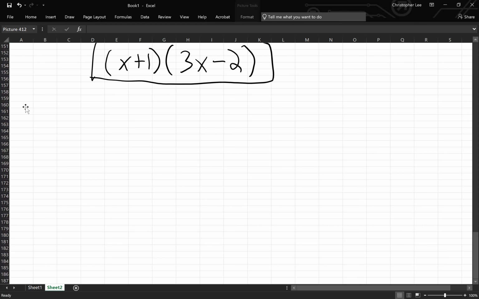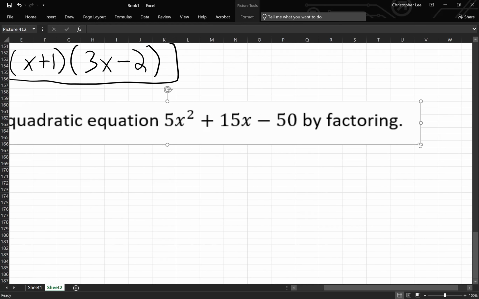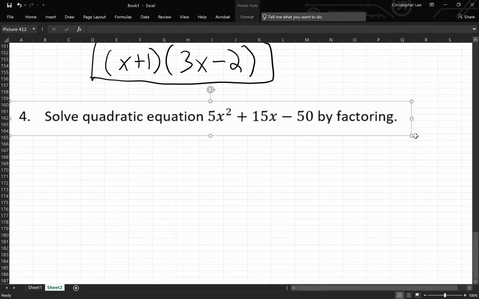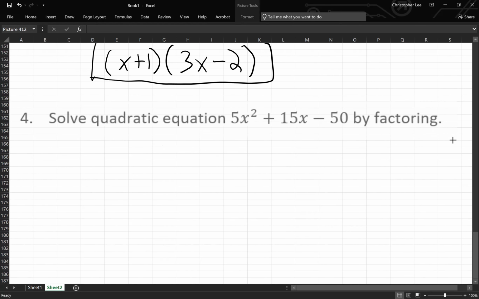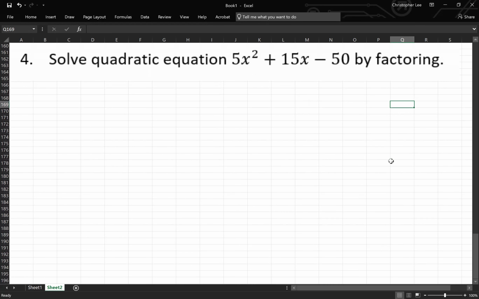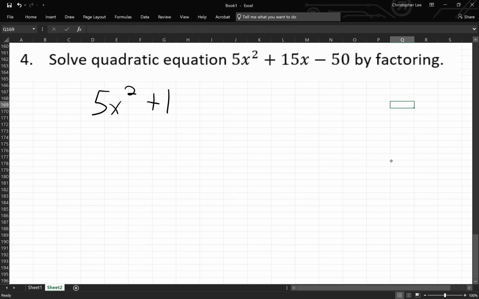Got a little bit of a typo in this one, but that's okay. We can fix that. So you want to solve this quadratic equation by factoring, right? So what do we have? We have 5x squared plus 15x minus 50 is equal to 0. All right. Try that out real quick.